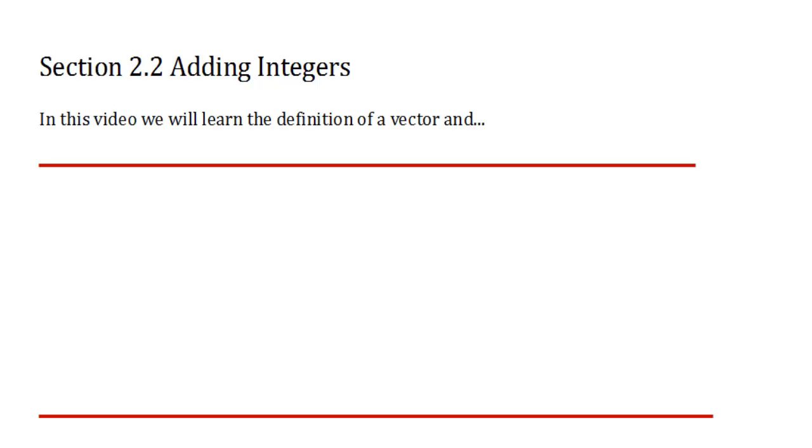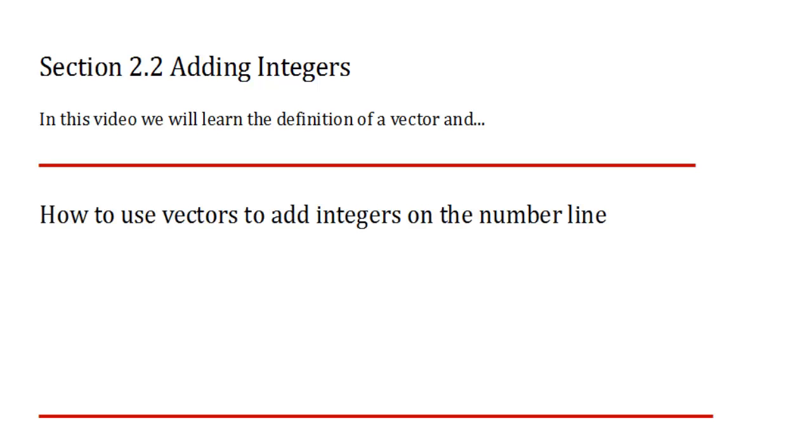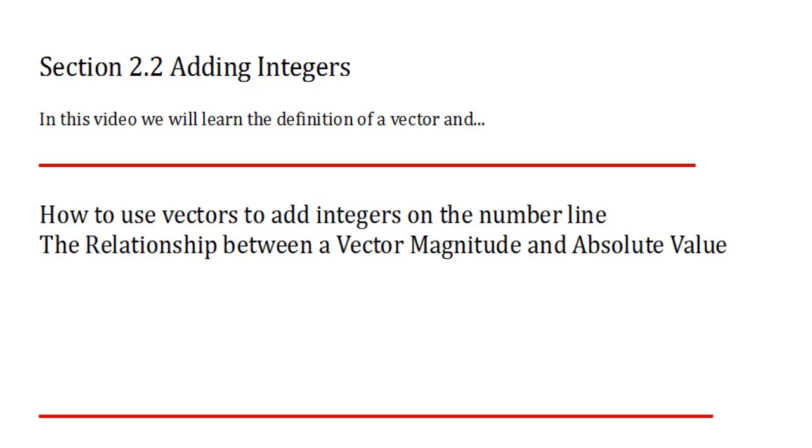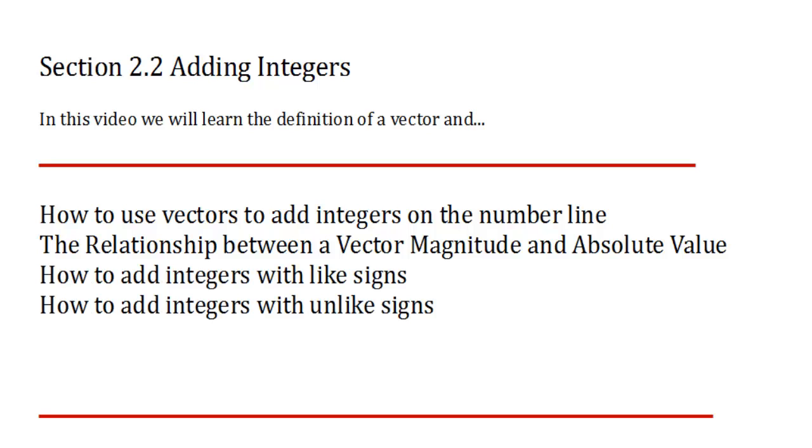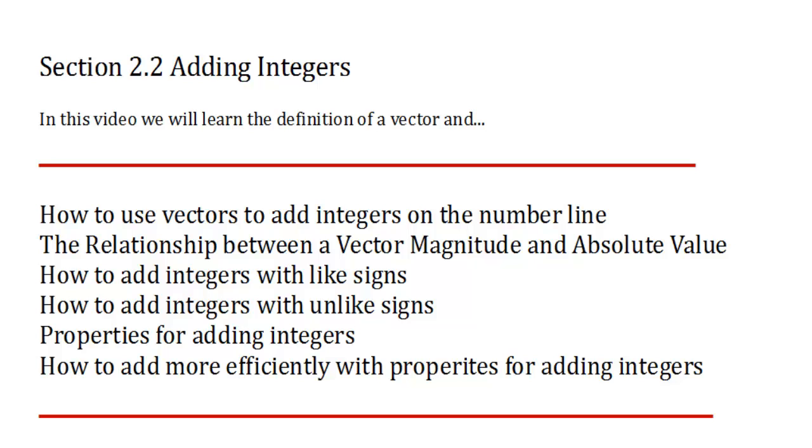Section 2.2, Adding Integers. In this video, we will learn the definition of a vector and how to use vectors to add integers on the number line, the relationship between a vector magnitude and an absolute value, how to add integers with like signs, how to add integers with unlike signs, properties for adding integers, and how to add more efficiently with properties for adding integers.